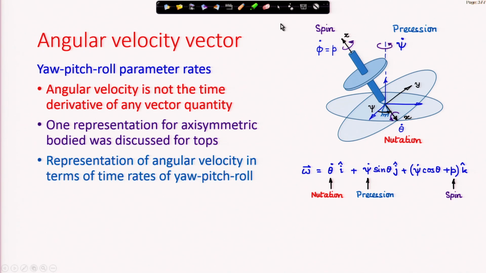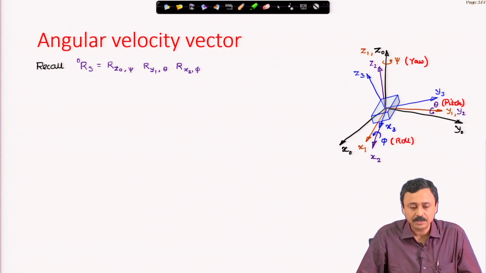Now, that is what we are going to do for the angular velocity vector in general, using the yaw, pitch and roll angles and their rates. We are going to represent the angular velocity vector in terms of the rates of yaw, pitch and roll coordinates. We will look at a body fixed frame, which we have discussed before, to represent these parameters and their rates.